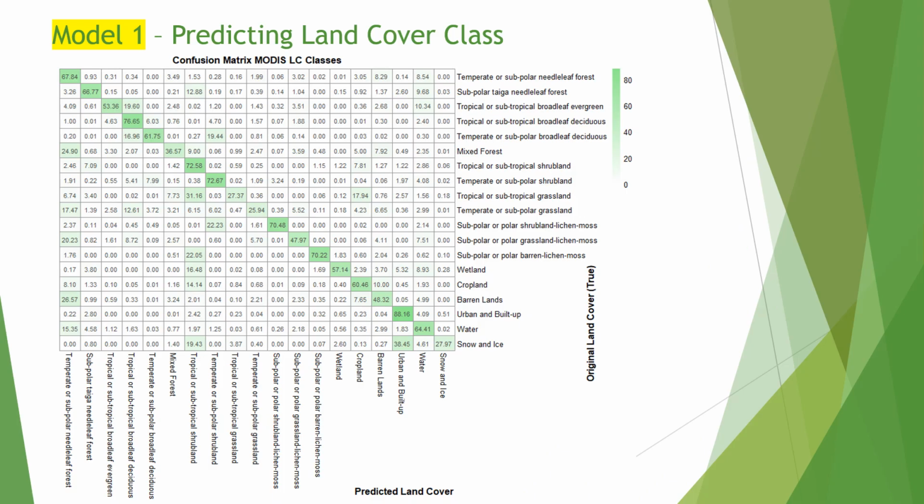Moving on to results. Here's the confusion matrix from model 1. So this will give us an idea of how accurate the model is and what classes are being confused as others. There's a lot of information to unpack here, so I'll just refer to a couple things. Our most accurate class was urban and built up with an accuracy of 88%. And our least accurate class is temperate and subpolar grassland with just over 25% accuracy.